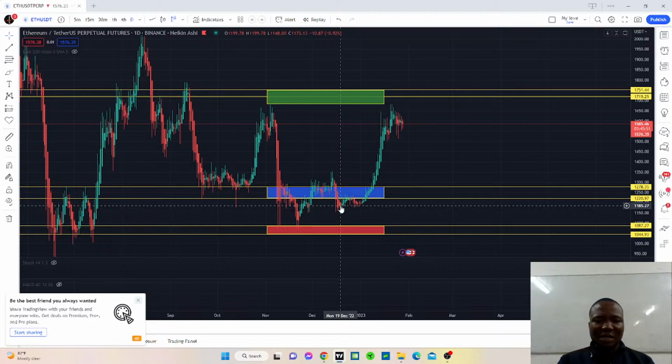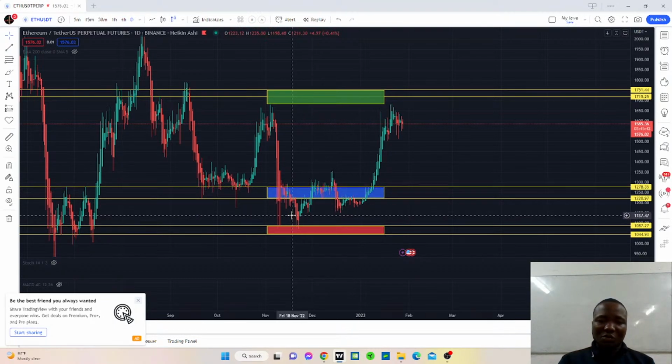You can't determine yet with just a few red candles. You can see it comes here and it creates a new higher high. So it has been a bullish market.